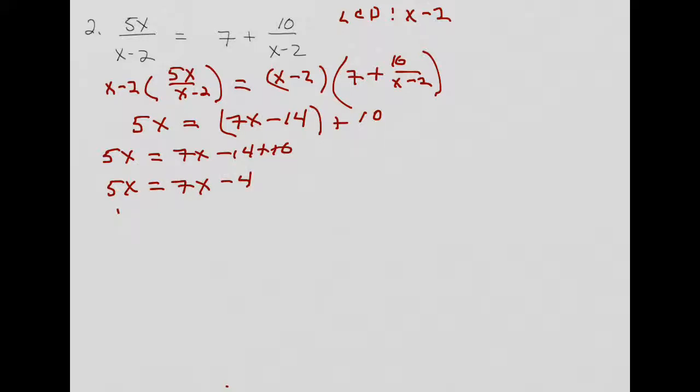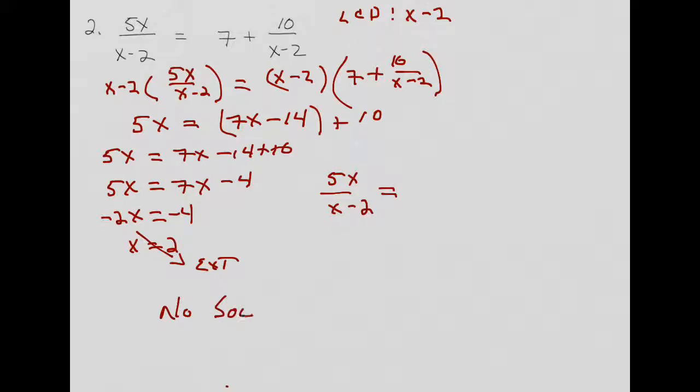So I'm going to have subtracting 7x from both sides. I'm going to get a minus 2x is equal to minus 4. So x is equal to 2. Let's check that. So I have 5x all over x minus 2. Uh-oh. Can you see what's going to happen? If x is 2, then when I substitute it into this equation, 2 minus 2 is going to be 0. That's going to give me 0 in the denominator, so this is an extraneous solution. And since 2 is the only answer I got, this particular problem would have no solution.